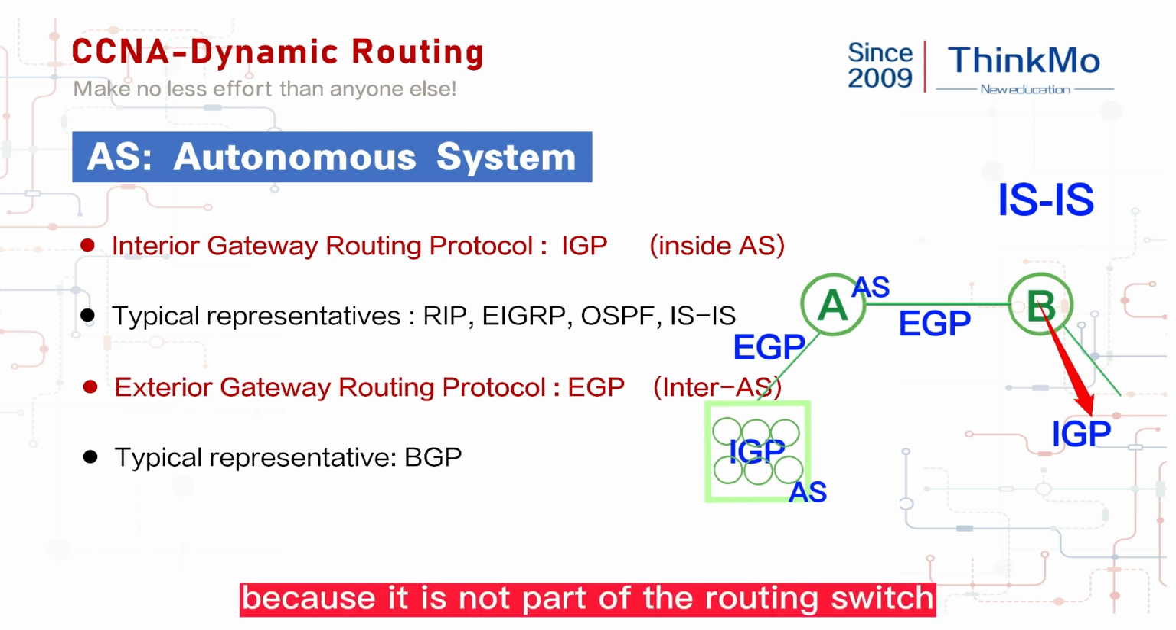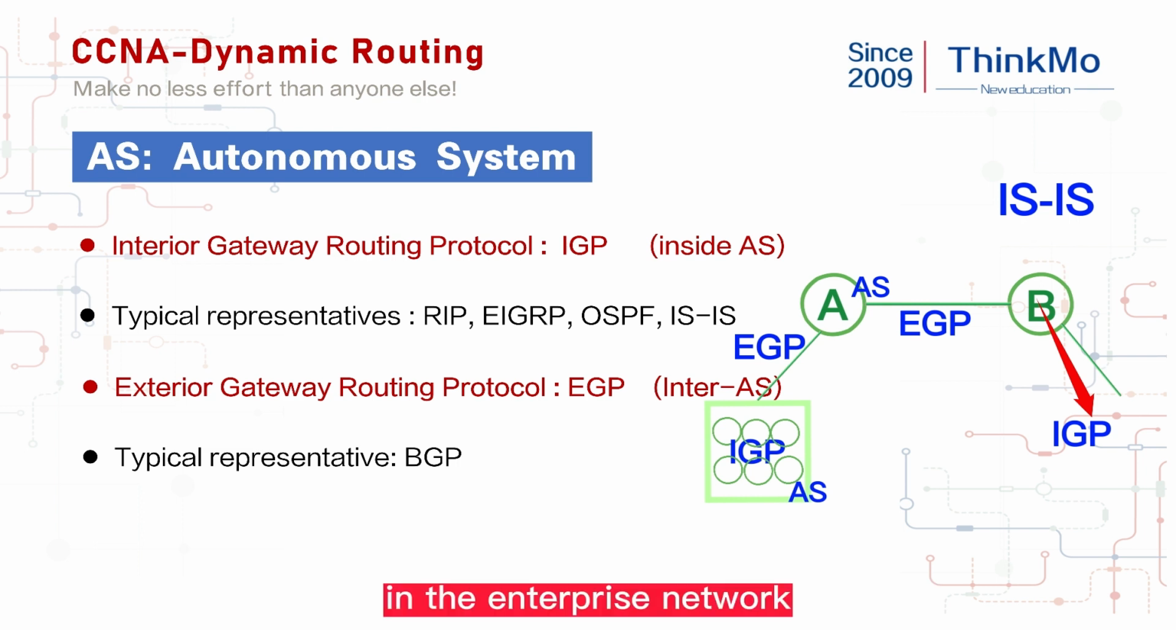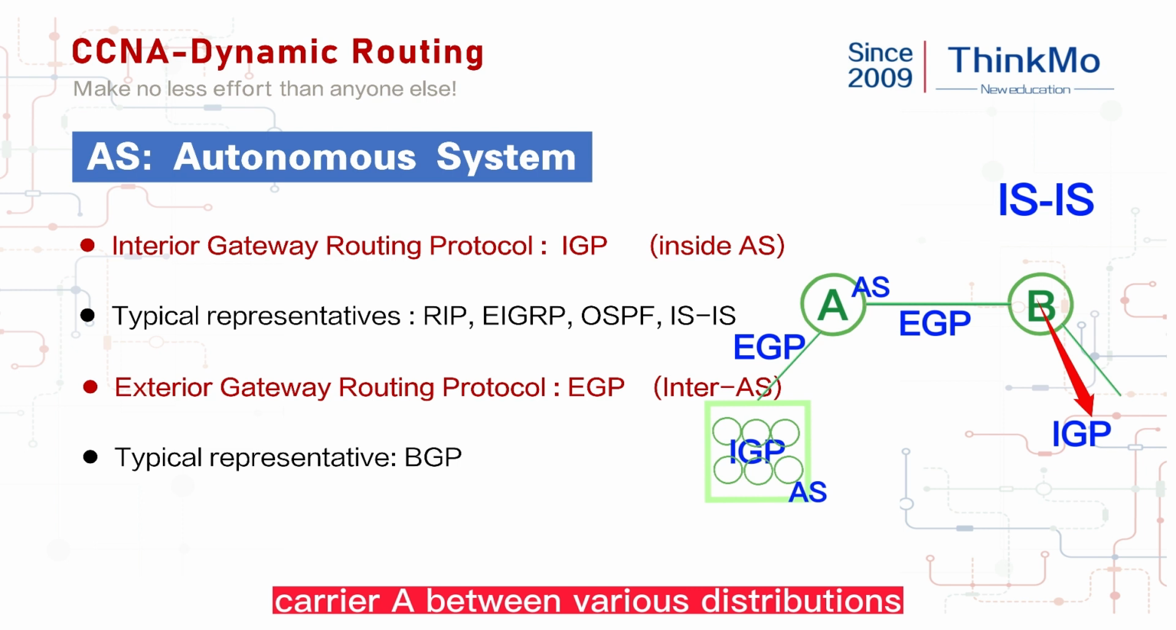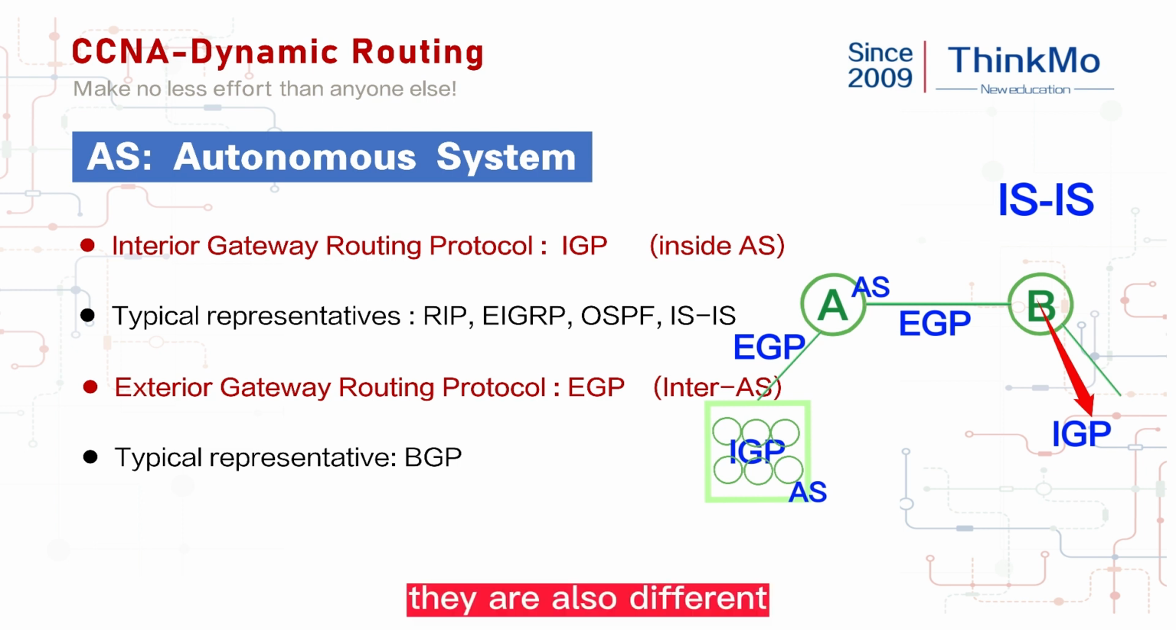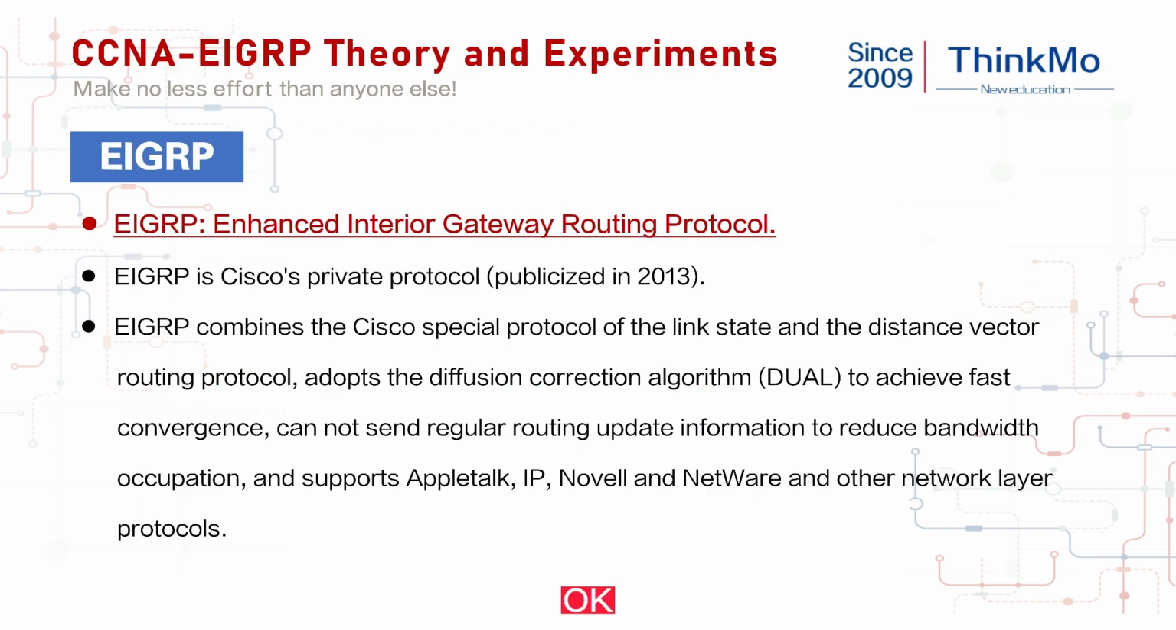Because it is not part of the routing switch. In the enterprise network, you must first understand that within an autonomous system, we all use IGP. Carrier A is also an autonomous system. Of course, carrier A between various distributions is also different. The autonomous system also runs IGP. It is also EGP when docking. It's all the same. Okay.